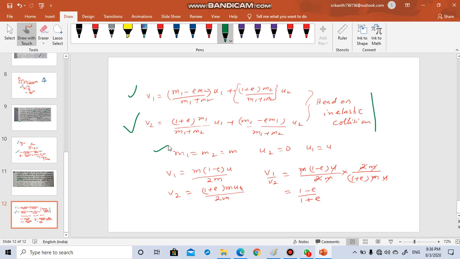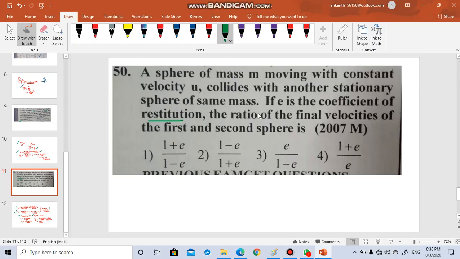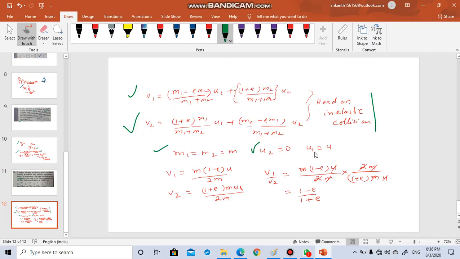In the given data, both are the same mass: m1 is equal to m2 is equal to m, and the second mass was at rest, so u2 is equal to 0. Let us say the first mass speed is u, so u1 is equal to u. We don't know that speed. We have to find v1 and v2 and take the ratio. That is what is asked in the question. So just put these values in. Because u2 is equal to 0, this term won't be there. Only the first term will be there. Both masses are the same, so m will come common: m into (1 minus e) into u divided by 2m.